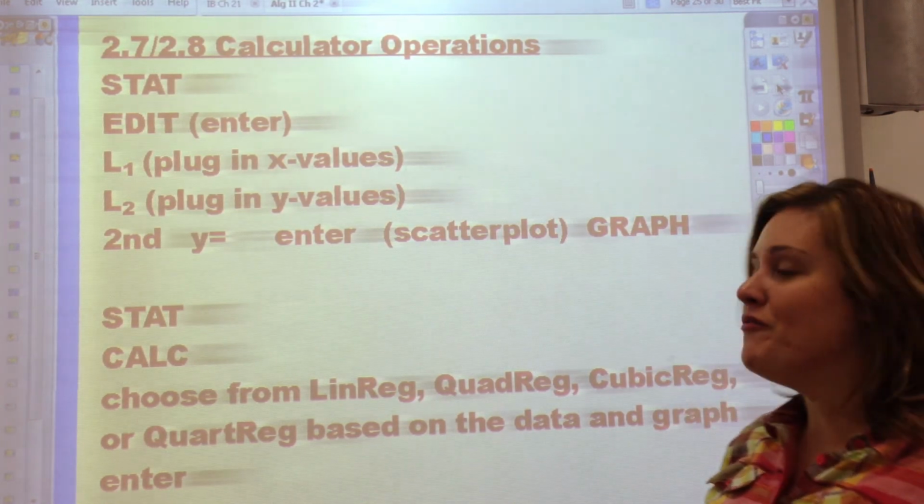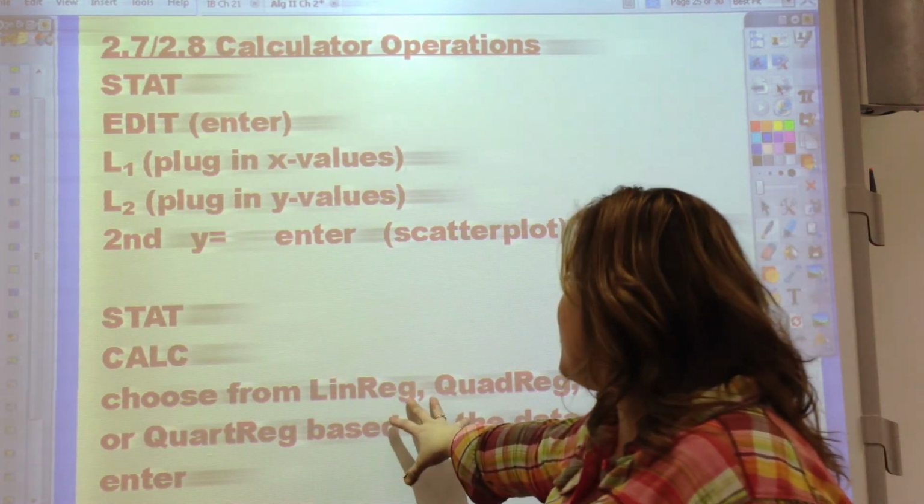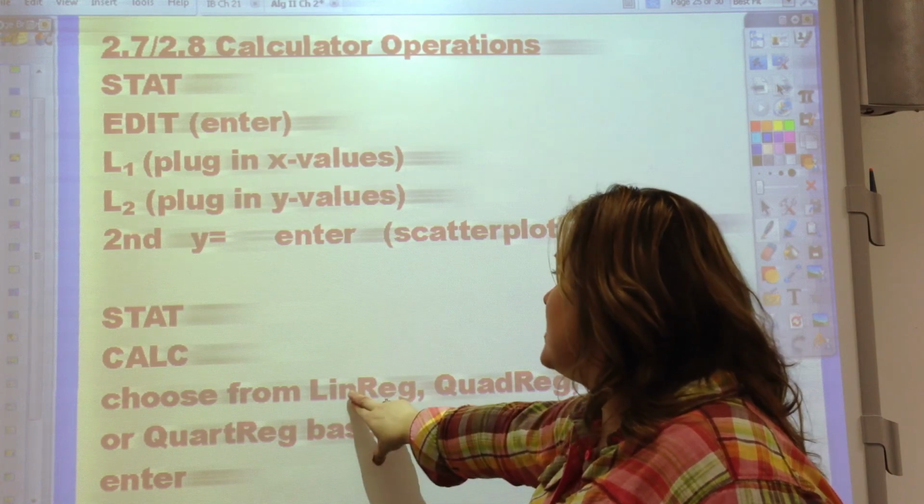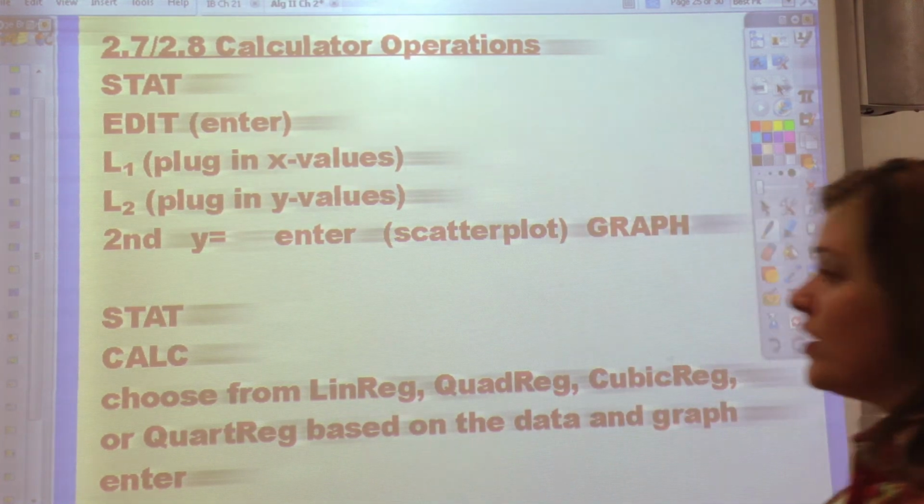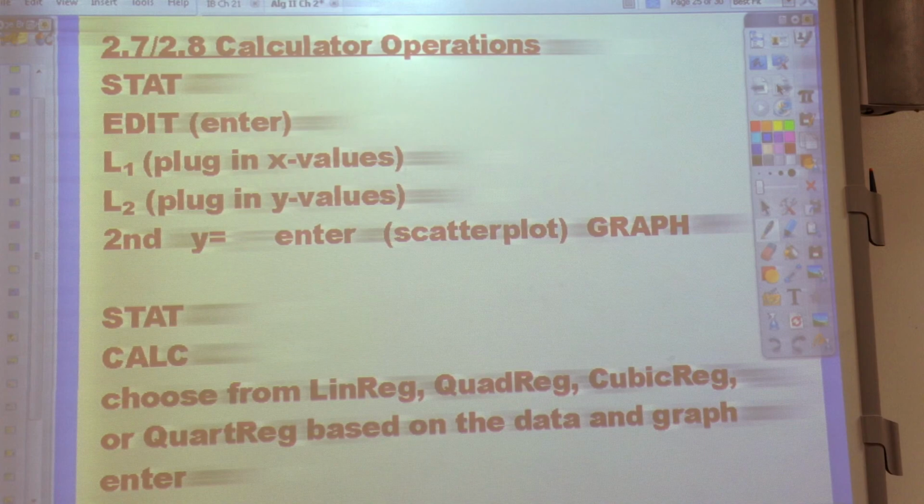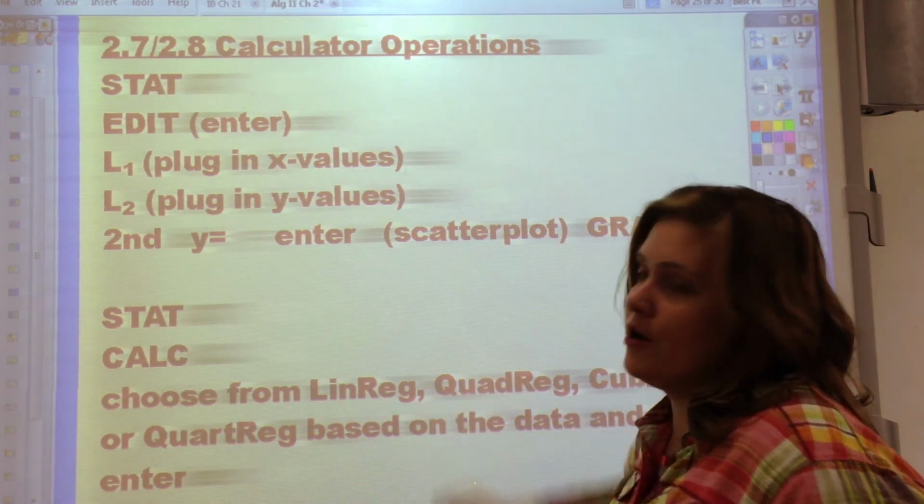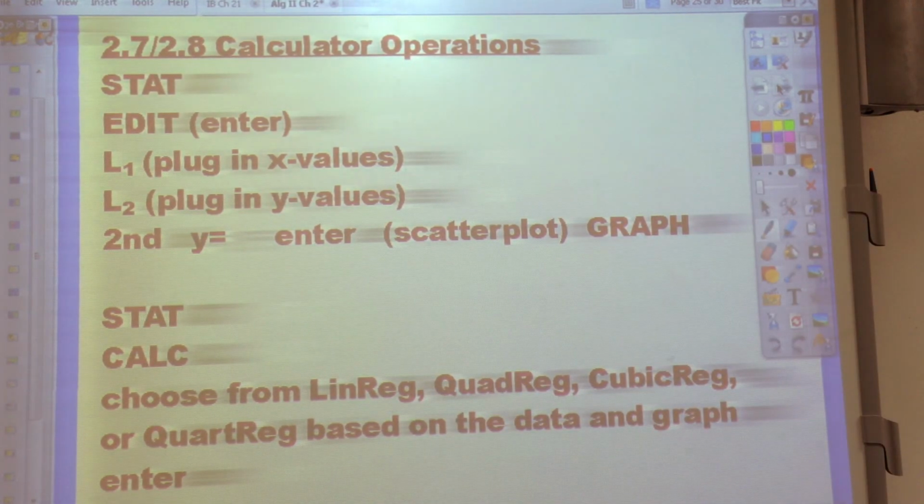Once we get a little bit farther, I'll show you how to also find those lines of linear regression and quadratic regression. You can find your exact values of k by following this right here. And we'll talk about that a little more in class.